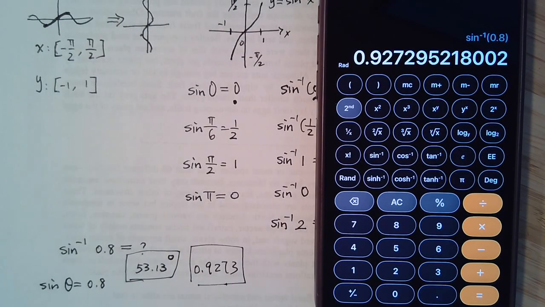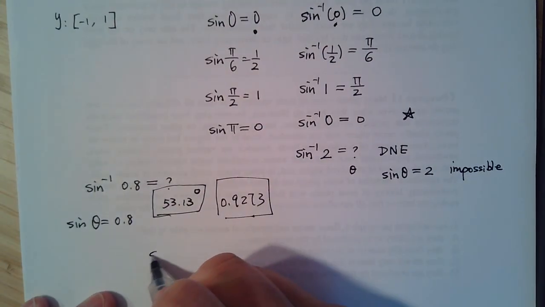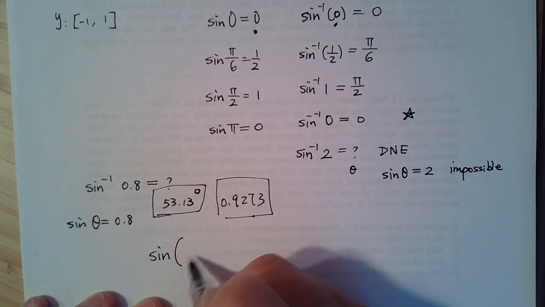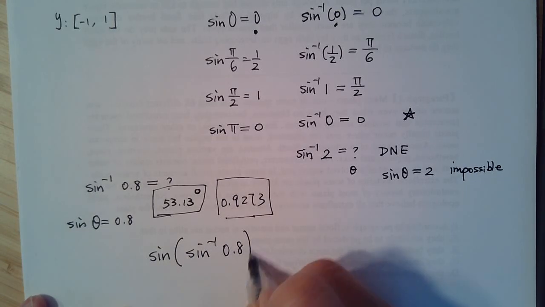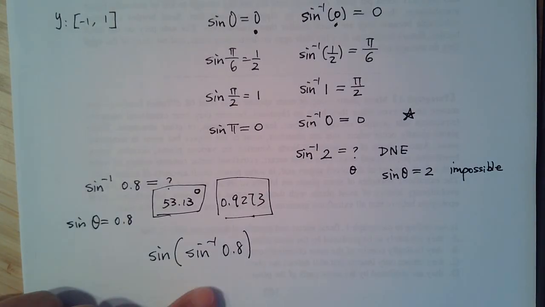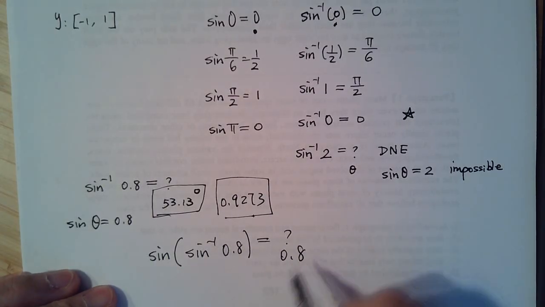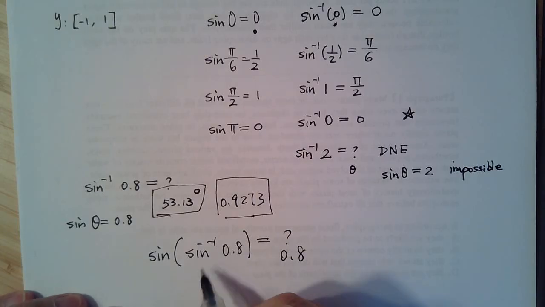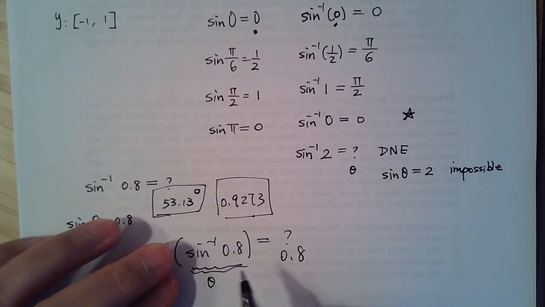Interesting? Okay. Now, next question. What is sine of sine inverse 0.8? The sine function and inverse trig function kind of cancel out, so I know the answer is going to be 0.8. If I assume this is an angle theta, what do I get from here?